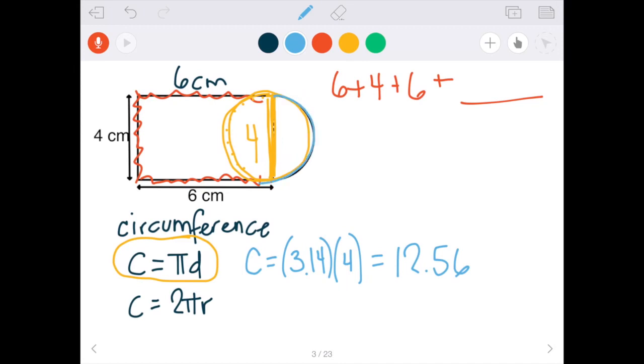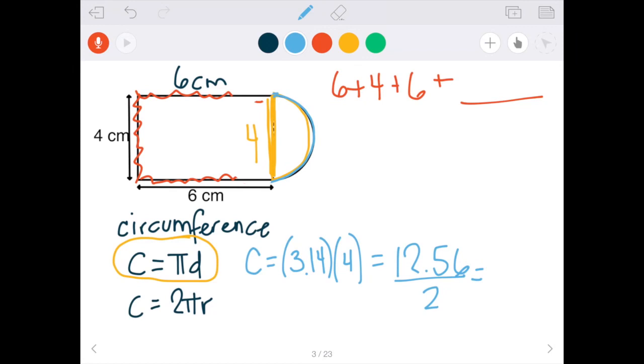That would be the distance all the way around the circle. But I don't want to go all the way around the circle. I only want half of the circle. So I need to take this number and divide it by 2. This is where most students make their errors.